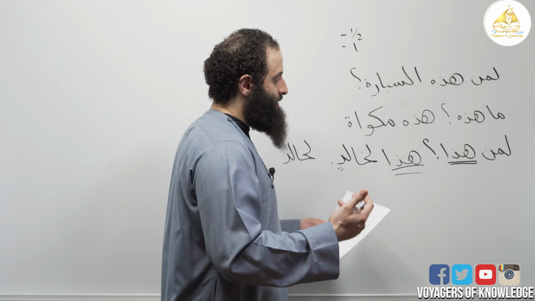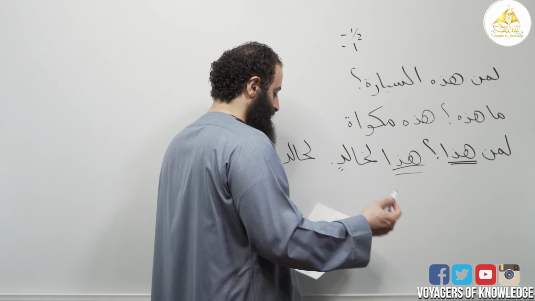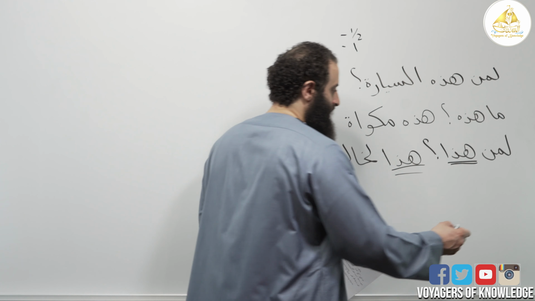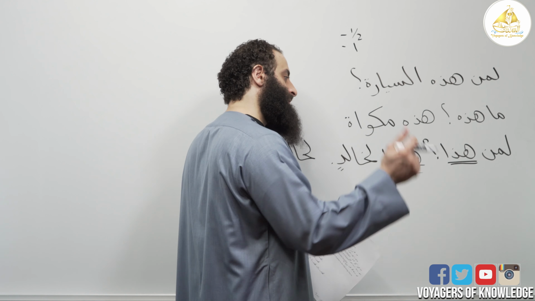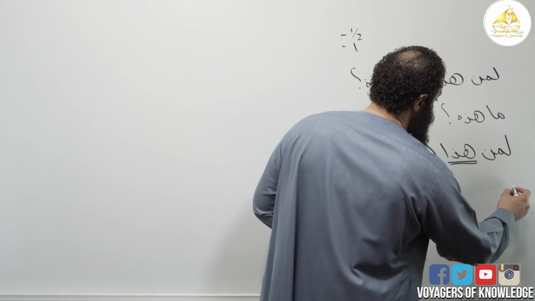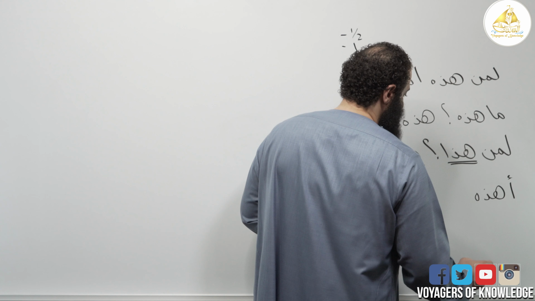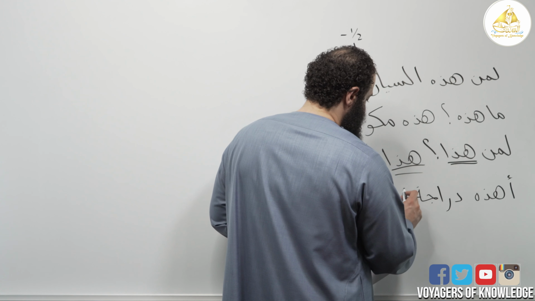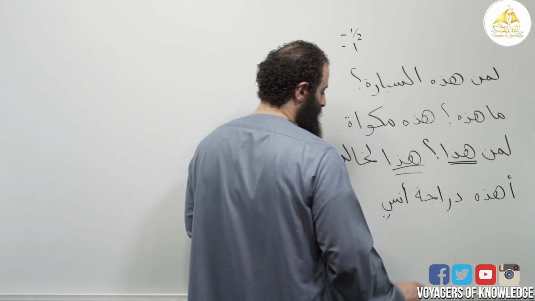Now, number 4, السؤال الرابع, it's worth 7 points because there's a lot happening in it. The first thing, he says, is this Anas's bicycle? The word bicycle is mu'annath, so the word this must also be mu'annath. So I would say, أهذه دراجة أنس.